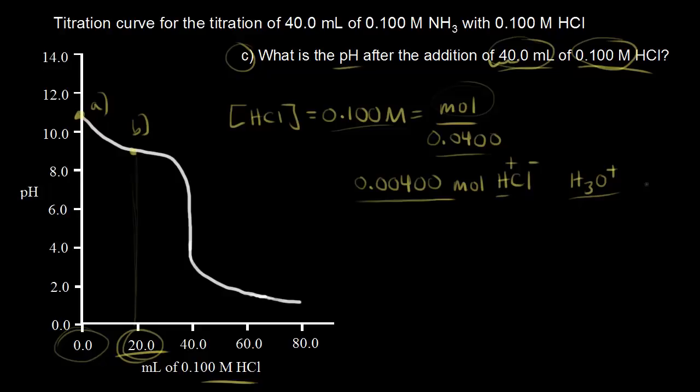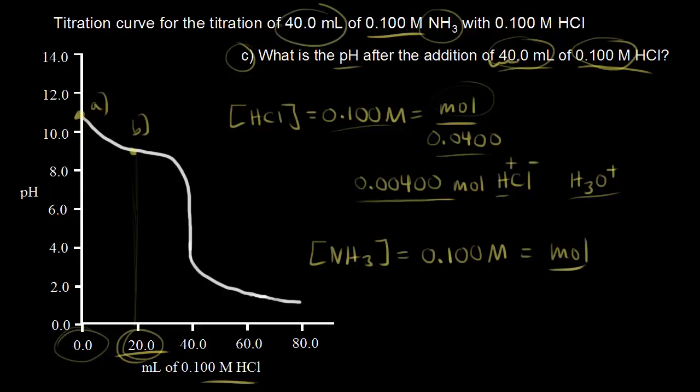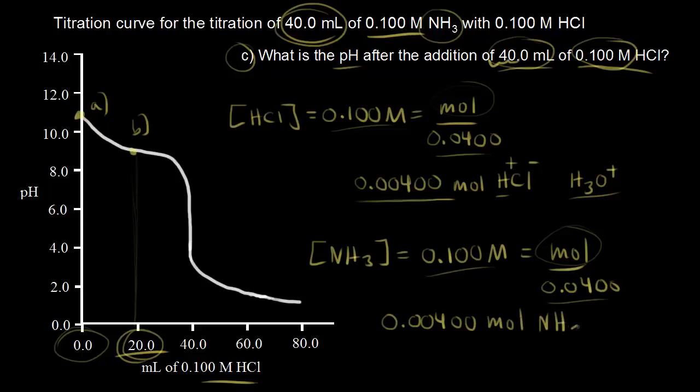All right, how many moles of ammonia did we start with? Well, our concentration was 0.1. So the concentration of ammonia that we started with was equal to 0.1 molar. And once again, molarity is moles over liters. We started with 40 milliliters of ammonia, which is 0.04 liters. So to find moles of ammonia, it's the same calculation we just did. 0.1 times 0.04 gives us 0.004 moles of ammonia, moles of NH3.